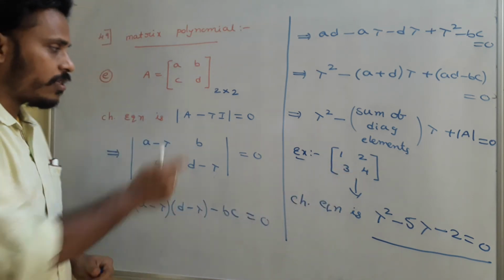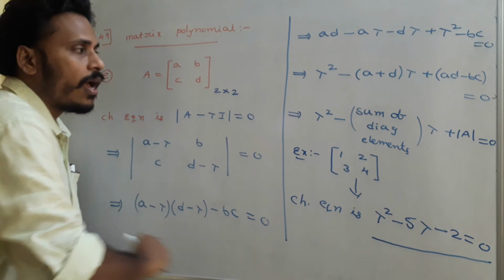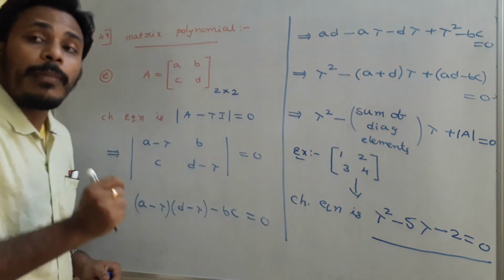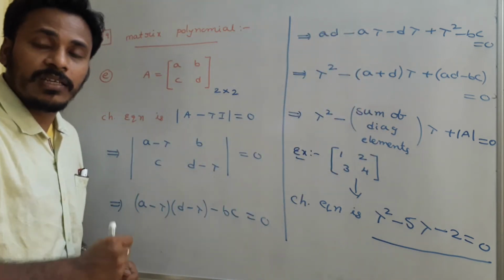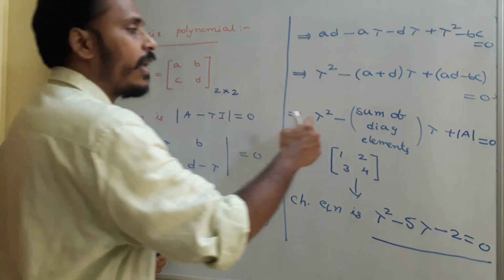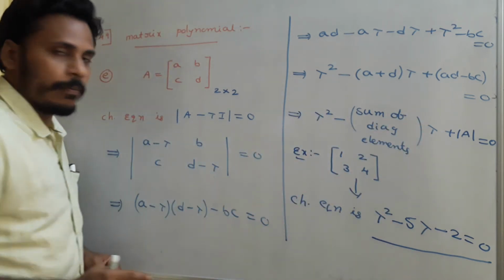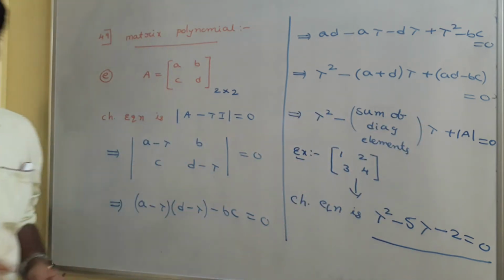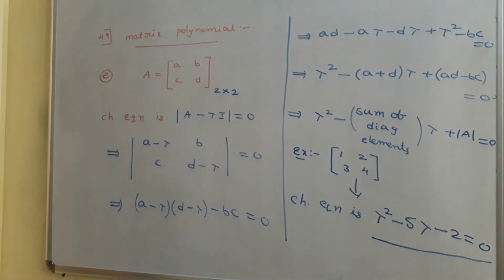Actually, this is the general formula and this is the general procedure. But at the end, to write the characteristic equation for a matrix, we have a direct technique and we use it. So this is the characteristic equation for a 2 by 2 matrix. Now we will extend the same idea to a 3 by 3 matrix.